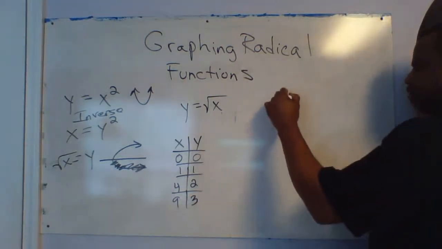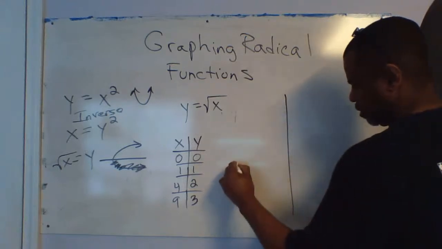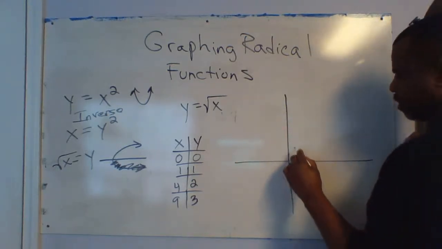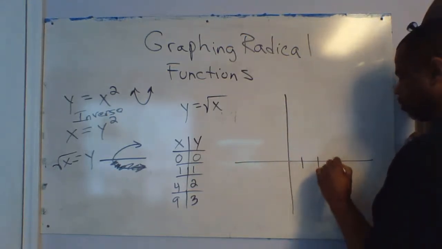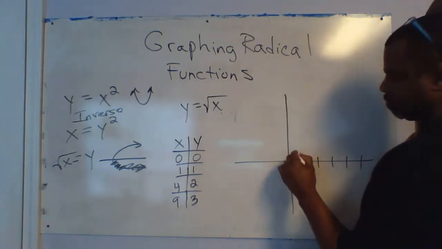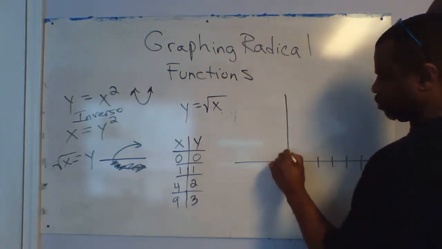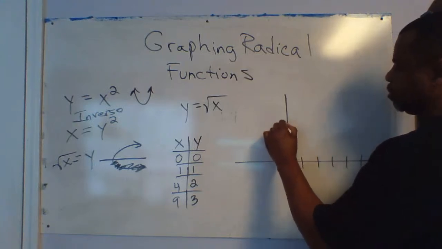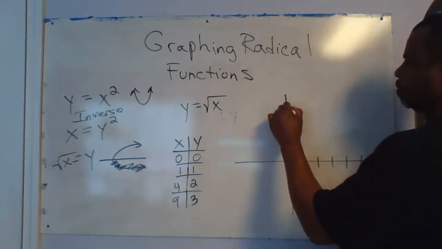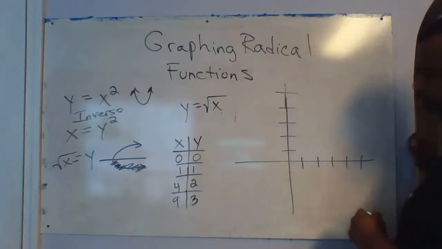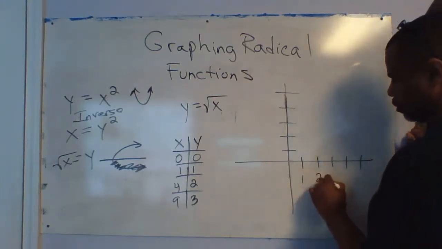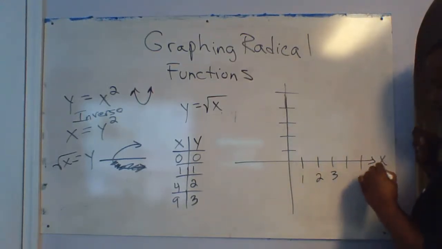All right, so if we graph this, it should look like this, like on your lesson. So we have 1, 2, 3, 4, 5. Then we do 1, 2, 3, 4, 5. Okay, so there's 1, 2, 3.